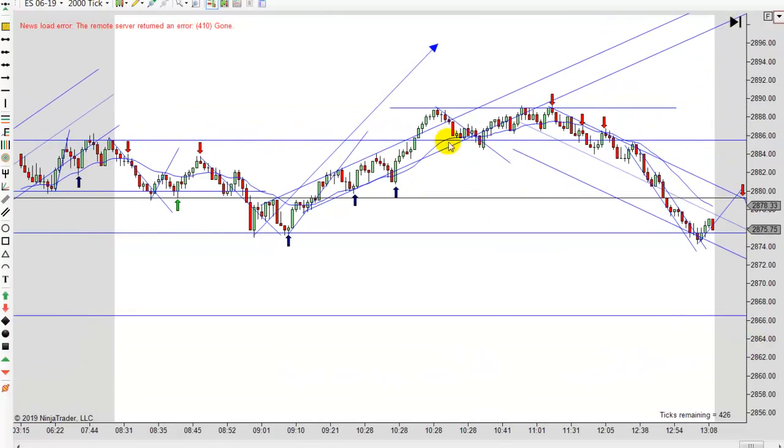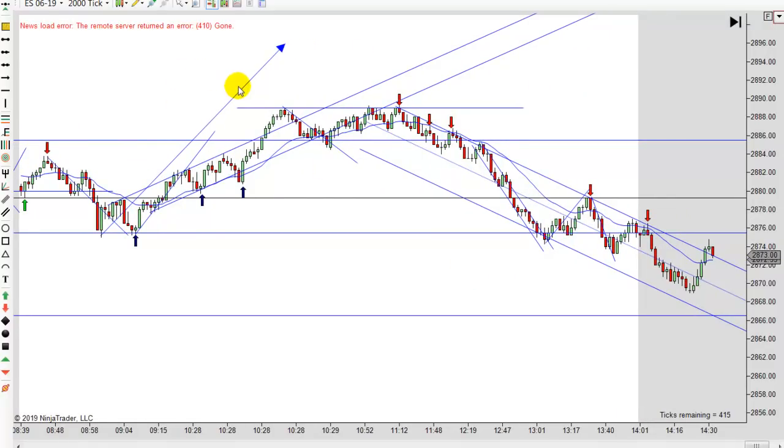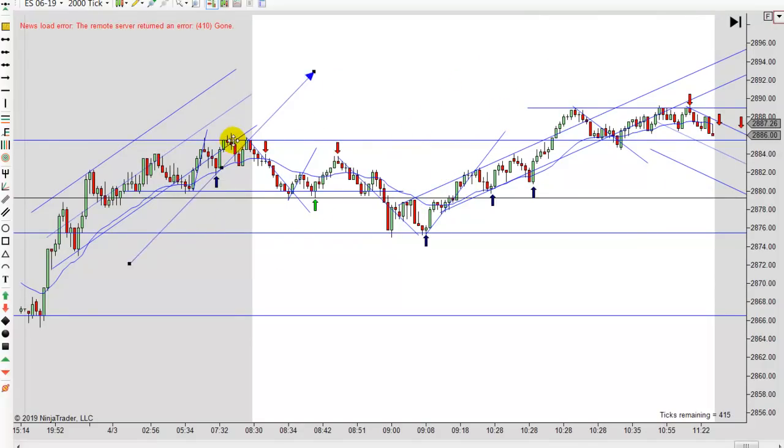We don't quite get that, but that tells you something. If you miss it by that much, you're probably going to have a big sell-off in the other direction, and you can see we do. So there's two ways I would have measured this. I would have measured that, and then I would have measured from right here.